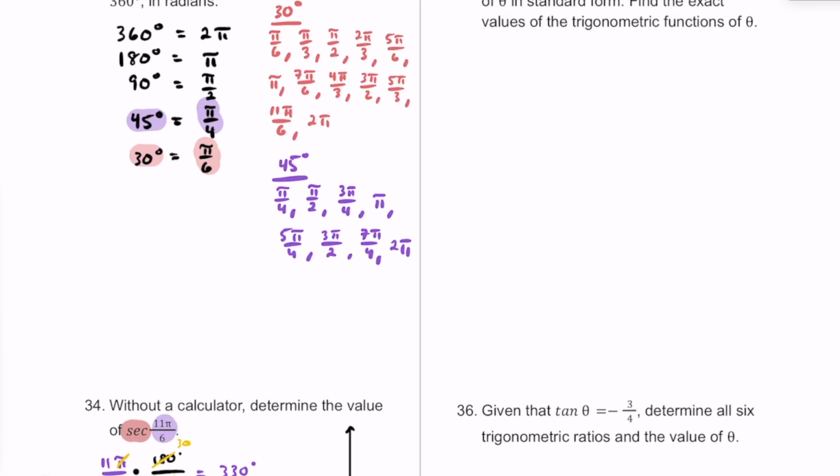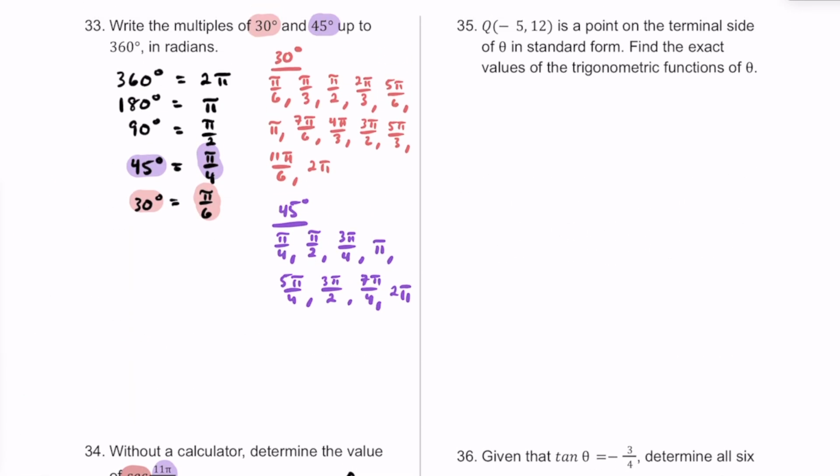Let's check out number 35. In 35, we have point Q, which is at -5, 12. It's a point on the terminal side of theta in standard form. Find the exact values of the trigonometric functions of theta. Okay, so let's visualize what this looks like first. If we're looking at a coordinate plane, this -5, 12 has got to be somewhere in quadrant 2, right? So it's going to be up here somewhere, 5 to the left and 12 units up.